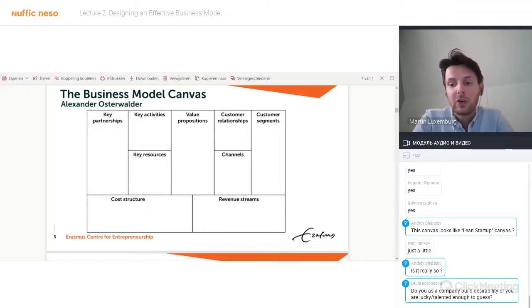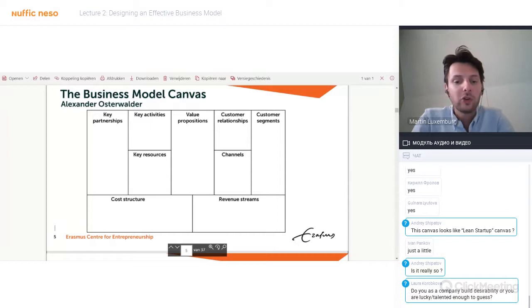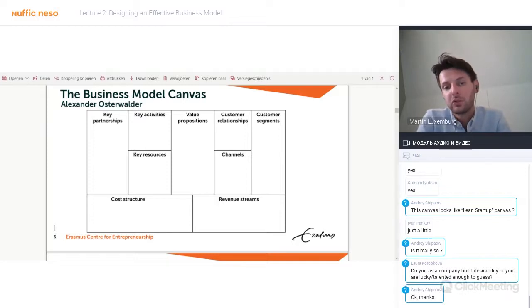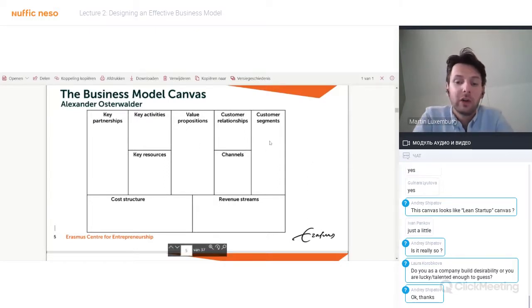Also, I have a question: is the lean startup canvas the same? It's a little bit the same. This is the business model canvas by Alex Osterwalder. All these models are tools, and that's maybe also what I wanted to share with you. It's not that if you fill this in the right way you will have a perfect business. No, it helps you to figure out how you make a good business model, which delivers, on the right-hand side, the value to your customers.